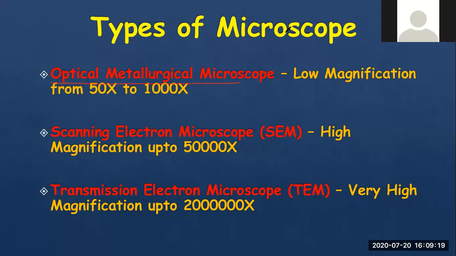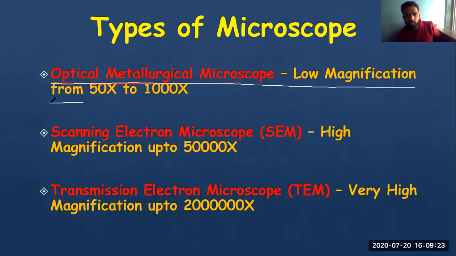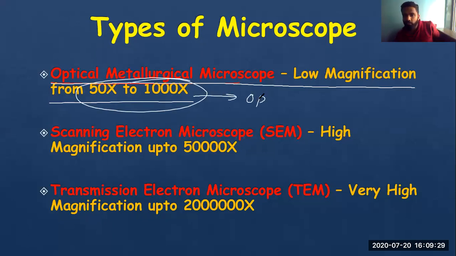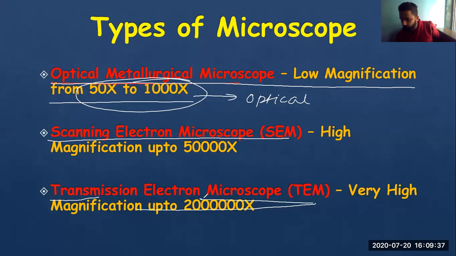Sorry, I'm taking your time, but it's important to complete it because I'll not be able to teach you next week. So optical is having 52,000x. What we are having in the college is optical only. No one can afford scanning electron microscope. It costs in crores. It is only there in IIT and some specific labs which are good for material testing.